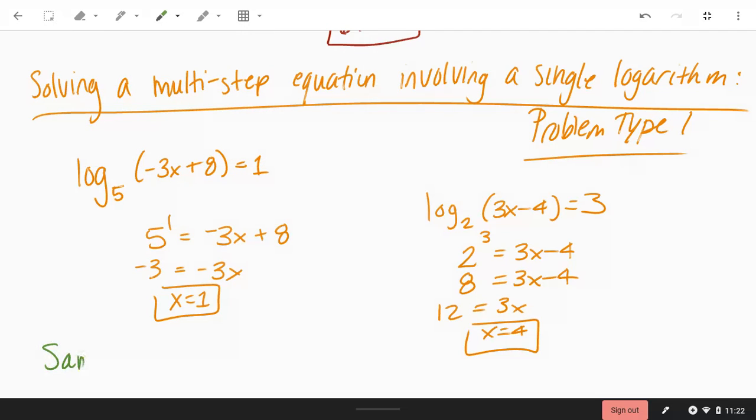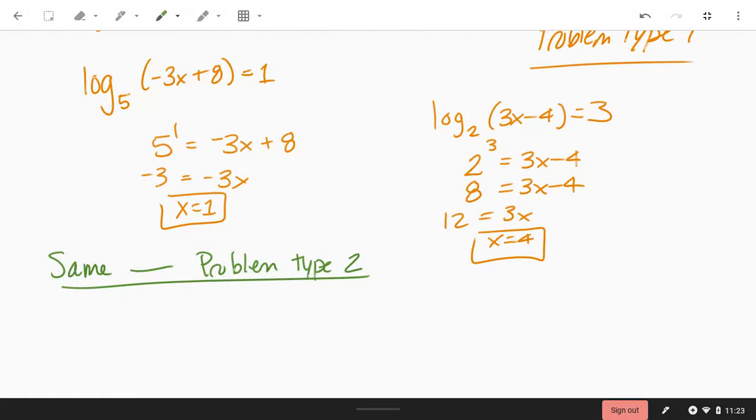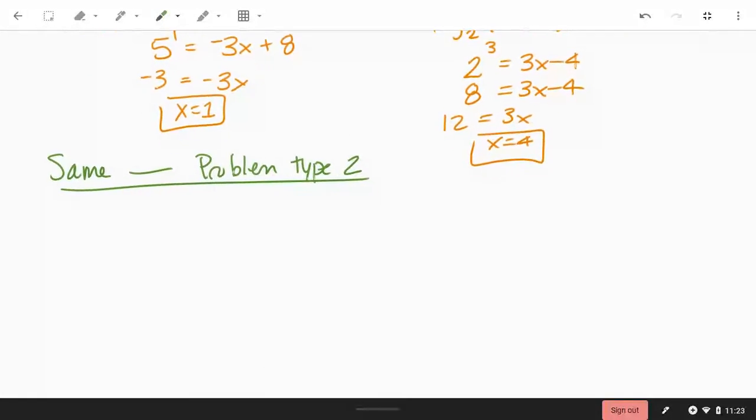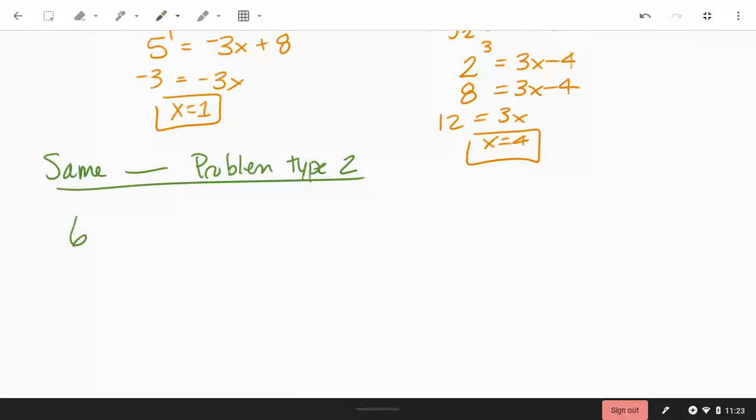So same, but problem type 2. Okay. So these are going to be similar, but they'll have an exponent. So we have a coefficient: 6 log base 4 of x plus 19 is 12. Okay, so we just have that additional step of dividing by 6 first.